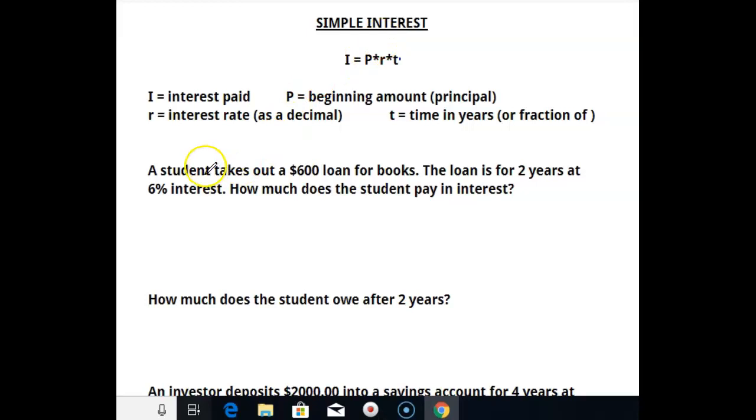So first, let's start with a very simple, straightforward problem. A student takes out a $600 loan for books. The loan is for 2 years at 6% interest. How much does the student pay in interest?